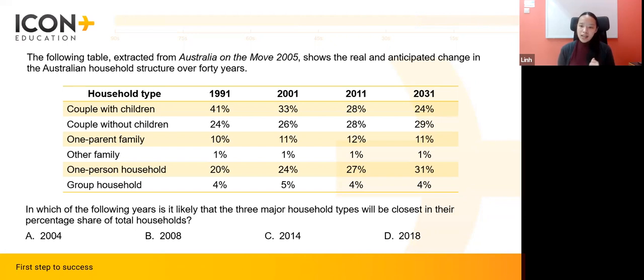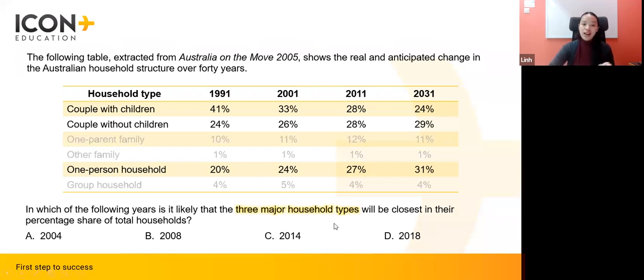Okay, time is up, and I see that Vincent and Karen both chose C, and both of you are right, so that is wonderful. For this question, the first thing that we need to do is identify what the three major household types are. That would just simply be the ones with the largest percentages: couples with children, couples without children, and one-person households.